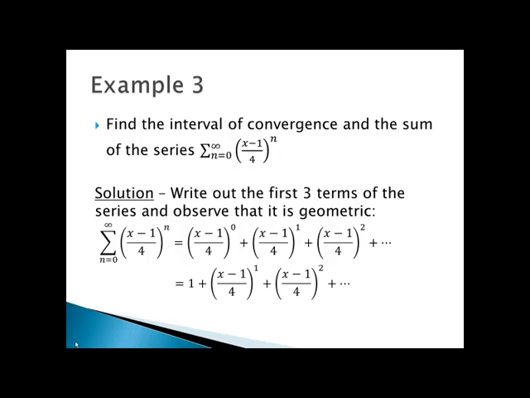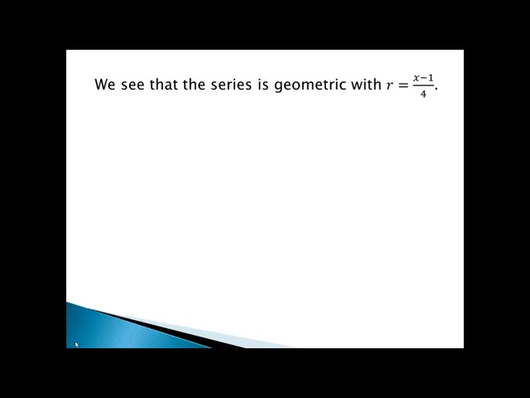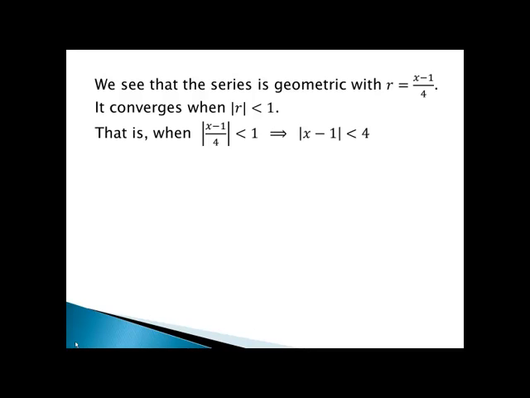And that reduces to 1 plus x minus 1 over 4 to the first plus x minus 1 over 4 to the second, and so on. So I can see that the series is geometric and the ratio is equal to x minus 1 over 4. Well, geometric series converge when the absolute value of the ratio is less than 1. That is, when the absolute value of x minus 1 over 4 is less than 1, or when the absolute value of x minus 1 is less than 4. Solving that inequality, I get convergence when x is between -3 and +5.